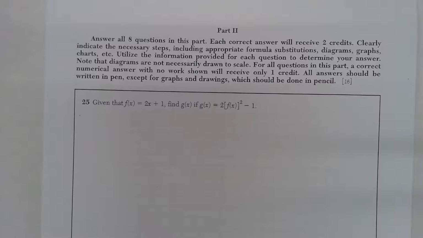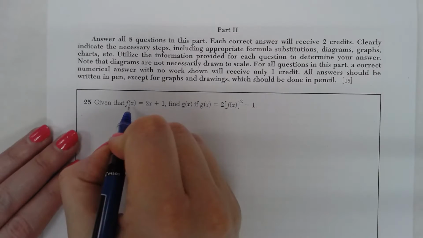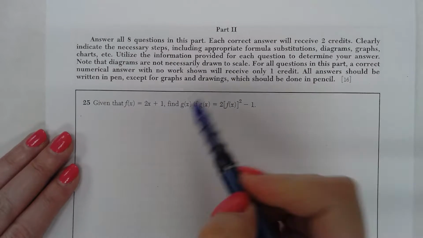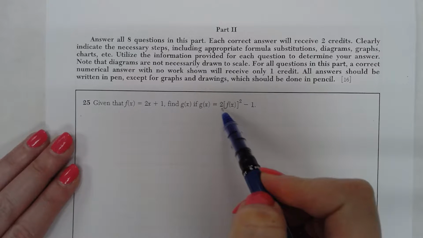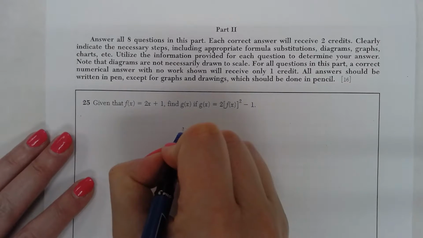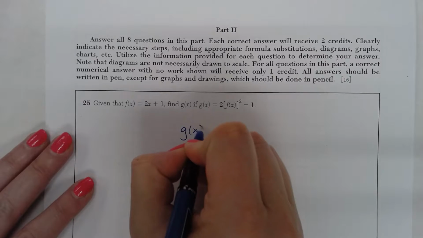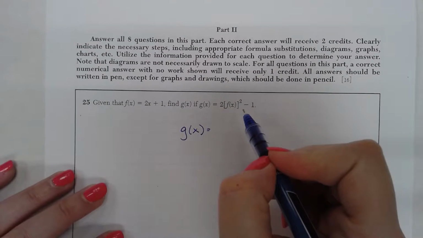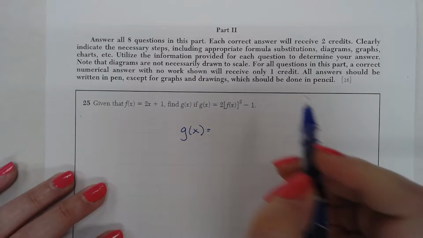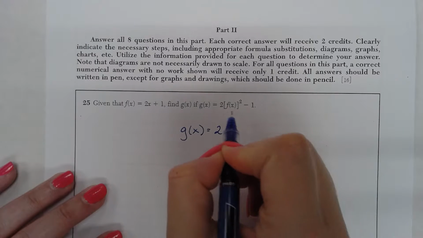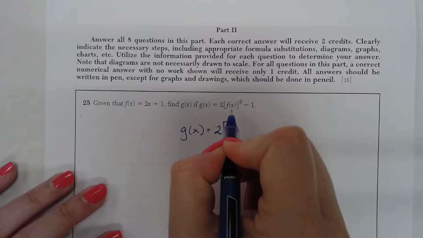Alright guys, back to the June 2016. I'm looking at question 25. Given that f of x equals 2x plus 1, find g of x if g equals this. So, I want to take g of x, and I'm going to just replace. I'm just substituting in this equation. I have a 2, and then in brackets, I need to put f of x.